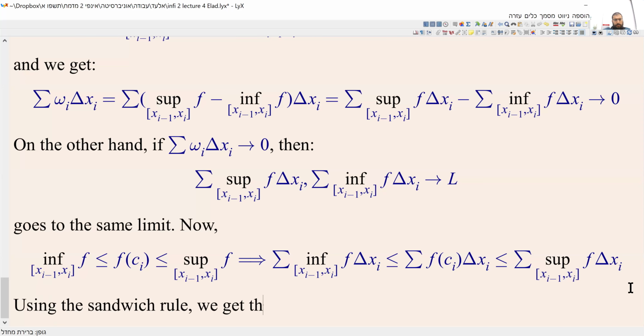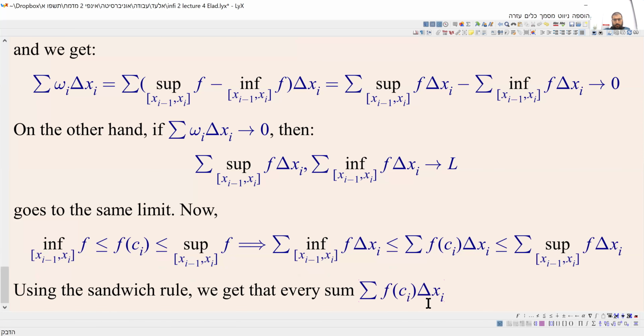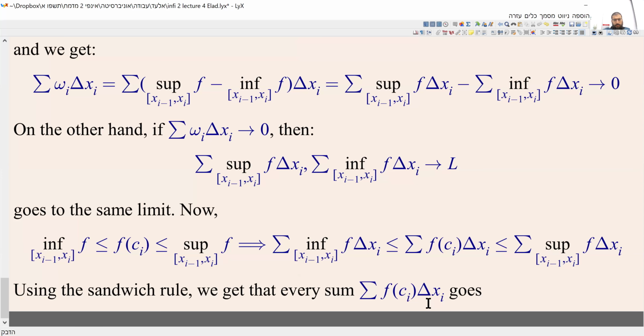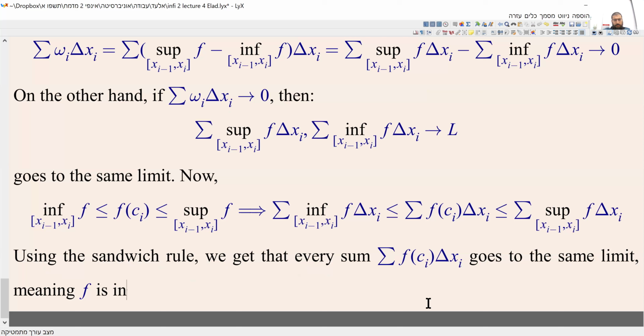Sandwich rule. We get that every sum of f of Ci times delta xi goes to the same limit, meaning f is integrable.